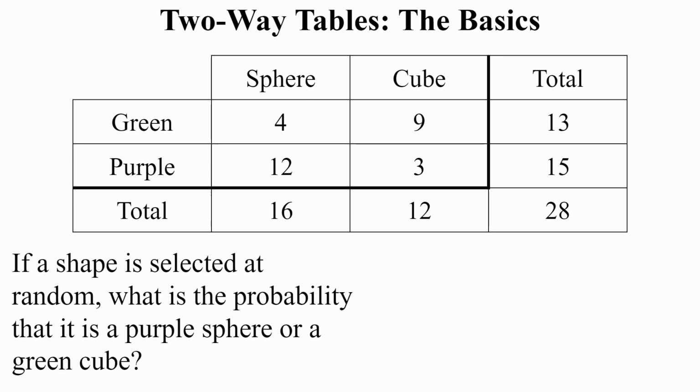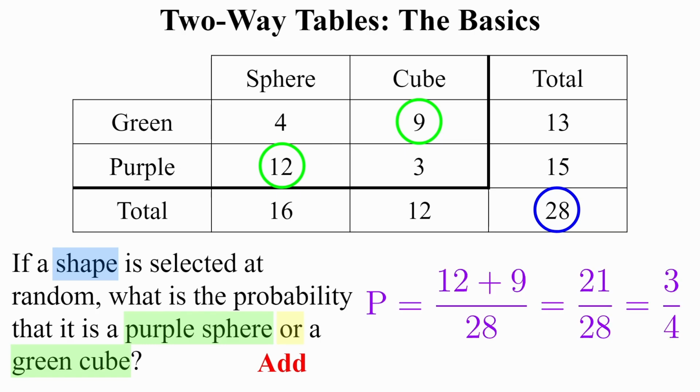Okay, next one. If a shape is selected at random, okay, that doesn't really narrow it down. Once again, they're all shapes, so we're probably going to use that 28, the number in the bottom right. What is the probability that it is a purple sphere or a green cube? Now, we haven't talked about this yet. You see this word or. For our purposes, that generally means we're going to add the counts. So or means add for our purposes. There are 12 purple spheres and 9 green cubes out of a total of 28 shapes. So the probability is 12 plus 9 over 28, or 21 over 28, which reduces to 3/4.